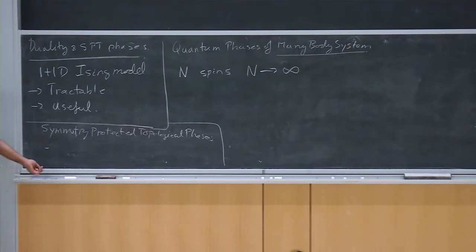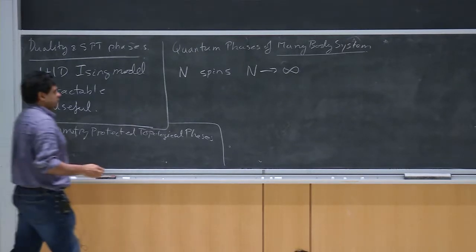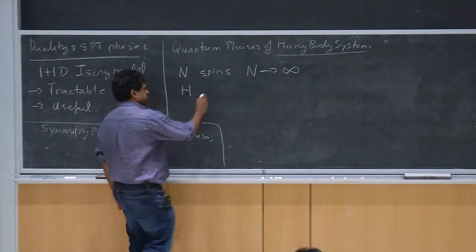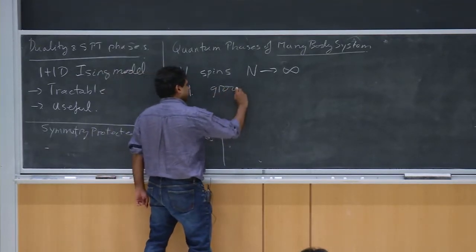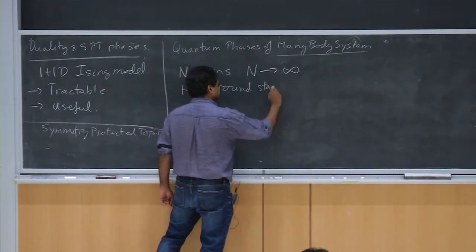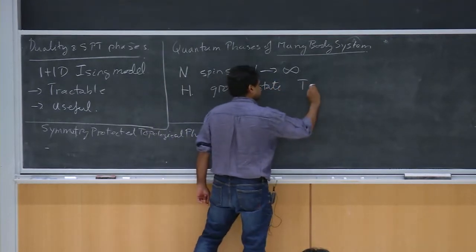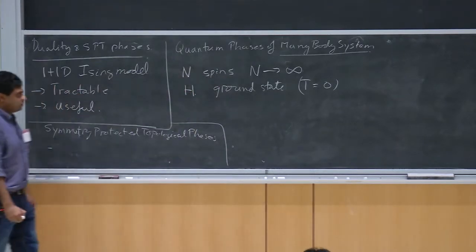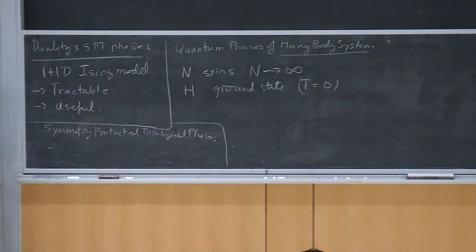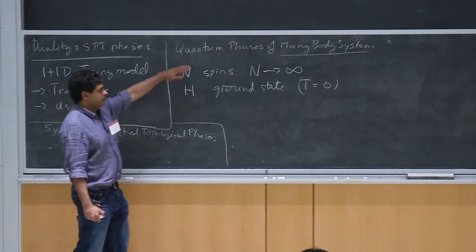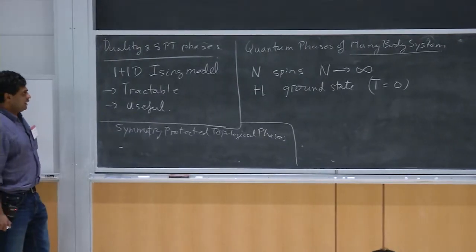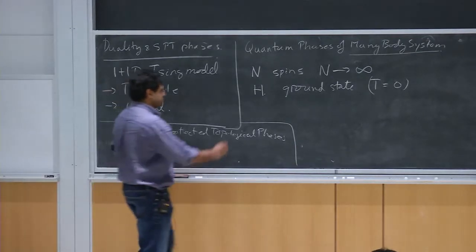So the very important ingredients over here: we'll have a Hamiltonian, and we'll be interested in the ground state, to keep things simple. This is equivalent to saying that you're interested in zero temperature, you ignore thermal fluctuations. So all of the physics over here is controlled by the quantum mechanical ground state, and you may have some symmetries.